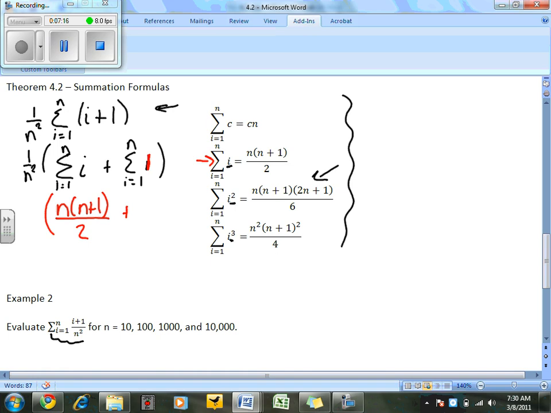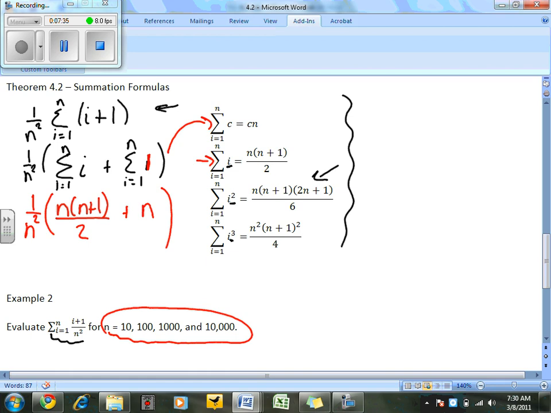This summation is right here. It's just a constant, and so we said our constant times the upper bound. Our upper bound is n, so this summation becomes n. So it's very nice. We just got rid of all our summation stuff, and we're just dealing with n's, which is good because we need to evaluate for n equal to 10, 100, 1,000, and 10,000.